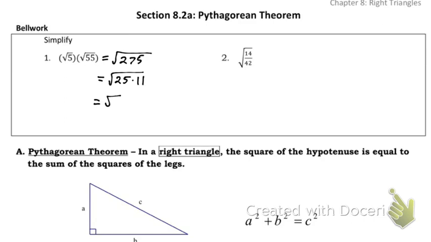And then we could break that apart to square root of 25 times square root of 11. Well, square root of 25 is 5. Square root of 11, there isn't a perfect square that goes into 11, so that is fully simplified.